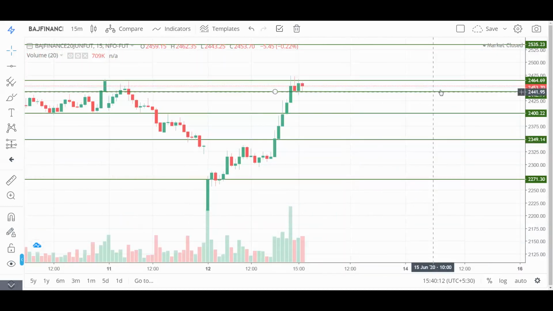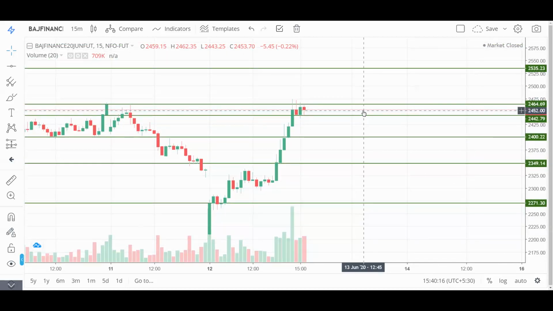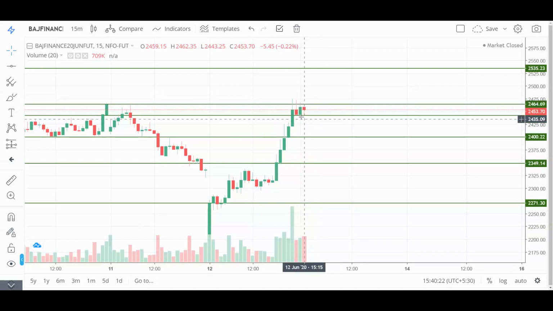So here you can see the last close price, 2453, the last close of Bajaj Finance. So the very close support and resistance levels are 2465, this is the resistance, and the support is around 2443. So you can go long on Bajaj Finance above 2470. You can buy around this level.